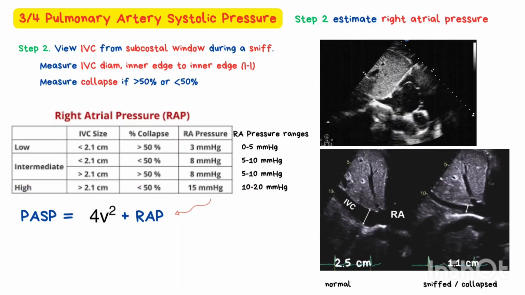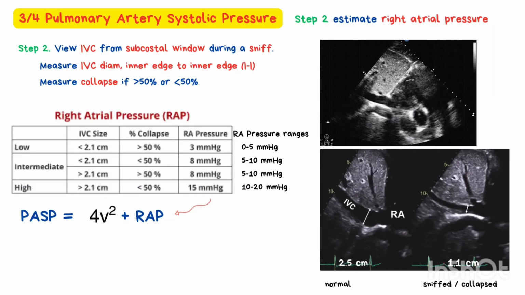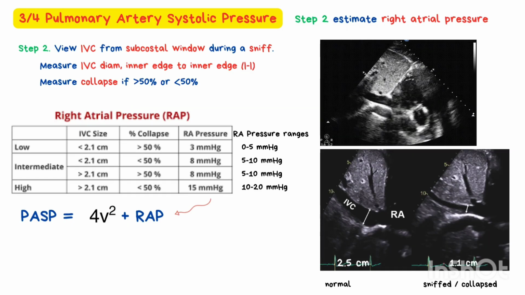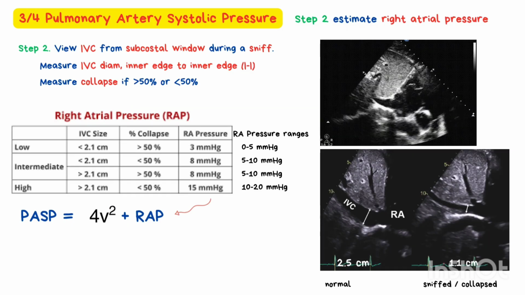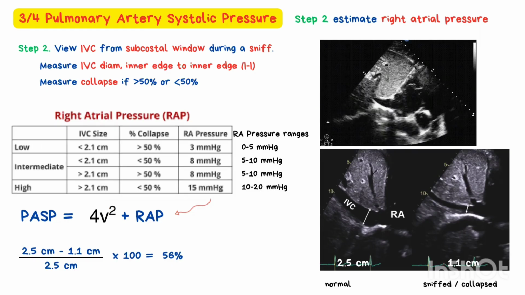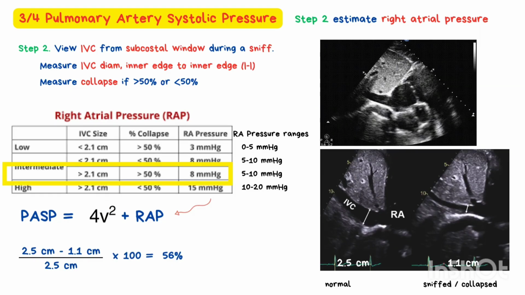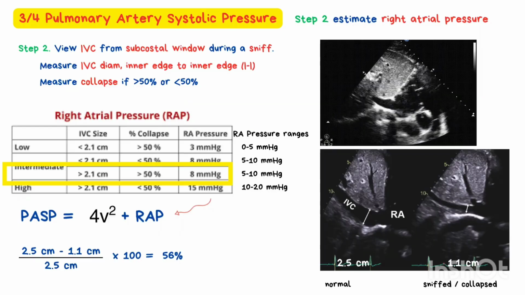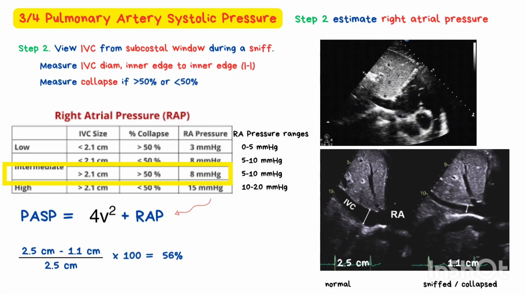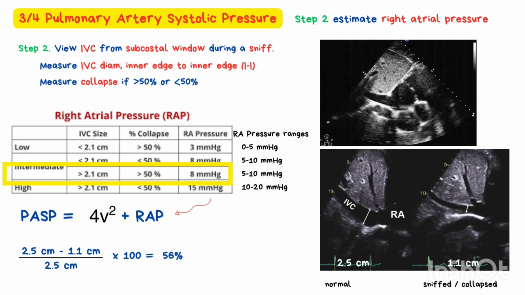In our example, the IVC diameter measured 2.5 centimeters at rest, so it's dilated. When the patient sniffed, the IVC collapsed to 1.1 centimeters. That's a collapse of more than 50%. So according to the ASE guideline table, we would estimate the RAP as 8 millimeters of mercury. This value will be added to the TR jet gradient in the next step to calculate pulmonary artery systolic pressure.